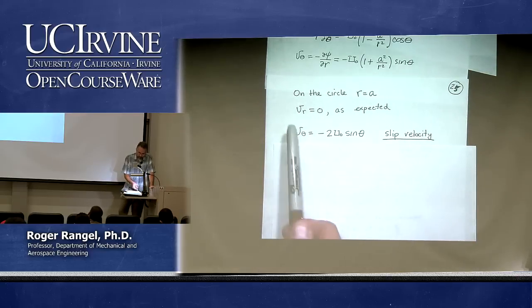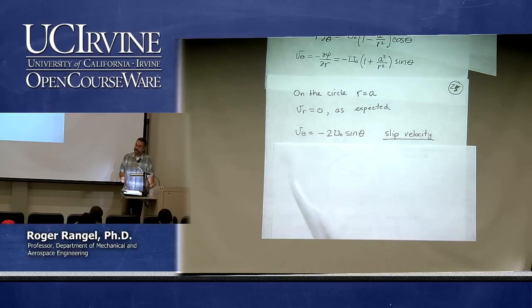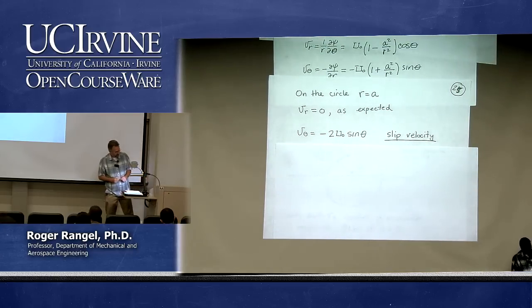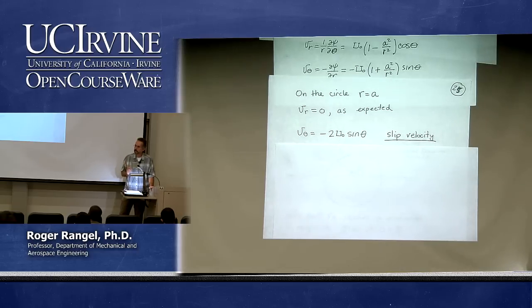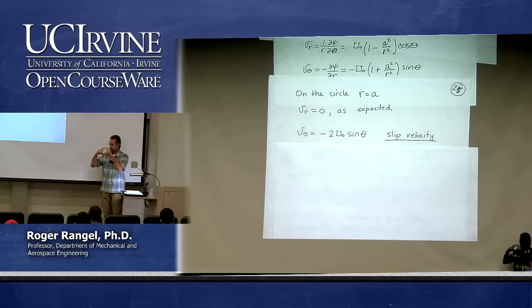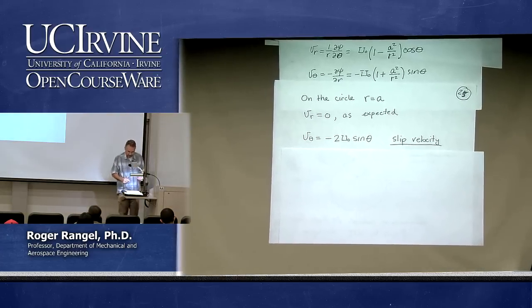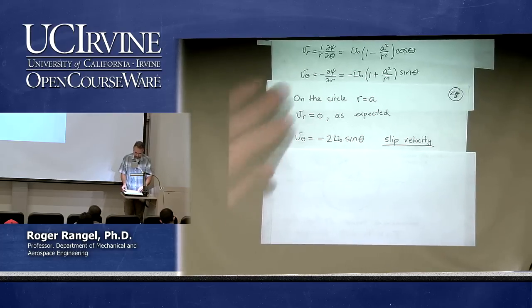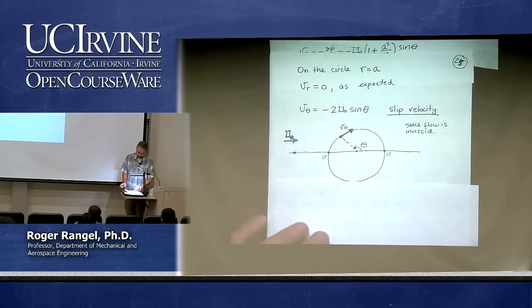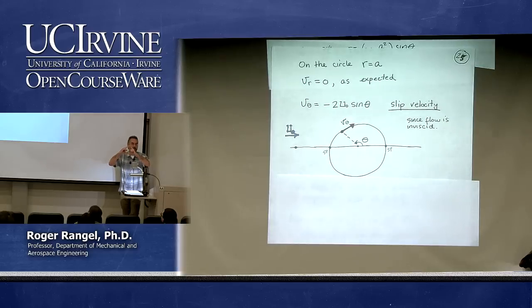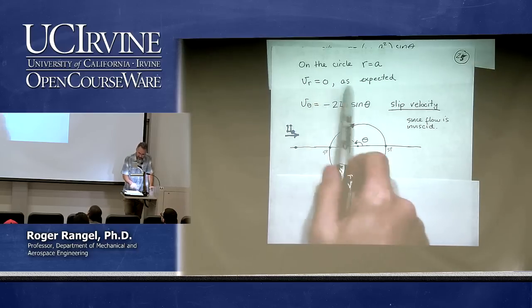That on the circle, Vr is equal to 0, as expected. Why do I say as expected? Why should I expect that Vr be 0 on the circle? Because remember, it's a streamline. That's probably a good answer. It's a streamline, and the velocity on the streamline has to follow the streamline. So as I go around my circle, there shouldn't be a v sub r. Remember, that represents a solid surface now, so there is no fluid going into the cylinder or out of the cylinder. So that's as expected equal to 0.